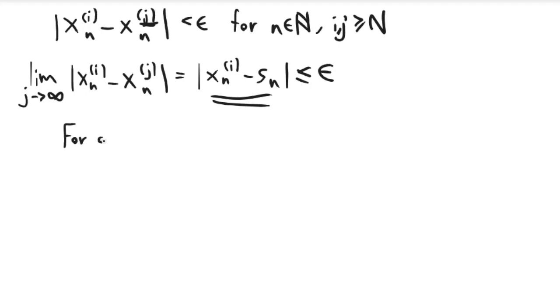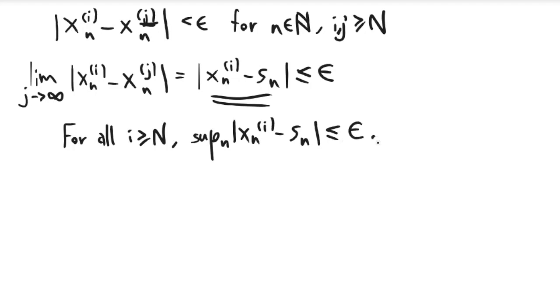And so it follows that for all i large enough, for all i greater than or equal to big N, the supremum over n of this is less than or equal to epsilon. And this does give you what you want, because this shows that x_r converges to S. Now we've shown that it converges in the supremum norm, as opposed to just saying that in each individual column the numbers converge to the entries of S.